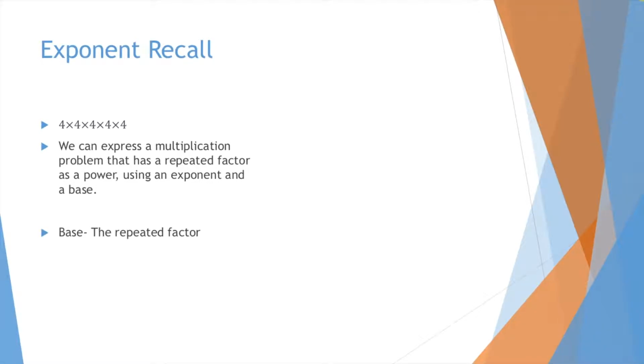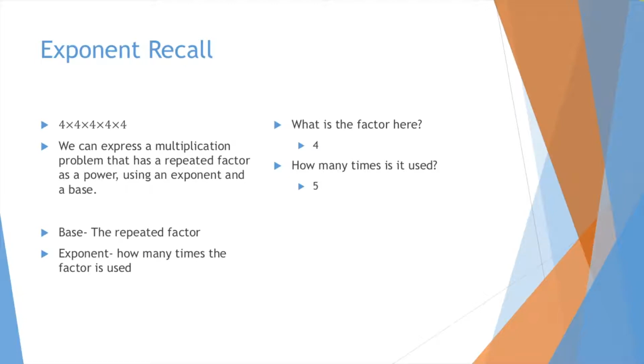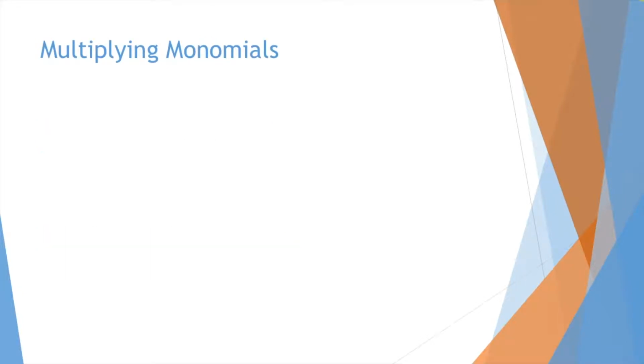Well, we need to recall exactly what base and exponent are. A base is a repeated factor. In this case, 4. 4 is being repeated, so it's a base number. An exponent is how many times that number is being used. Well, it's being used 5 times here. So we can write that as an exponential expression, 4 to the 5th power, because it means 4 is being multiplied 5 times. So, what happens when we take a monomial expression and multiply it?